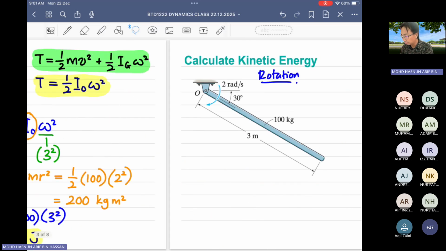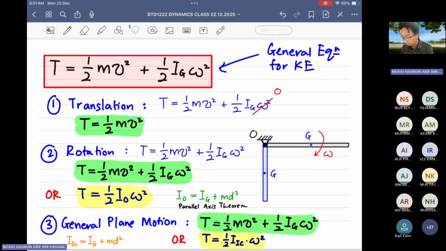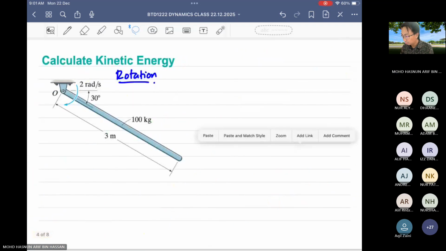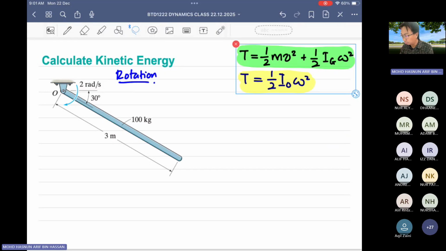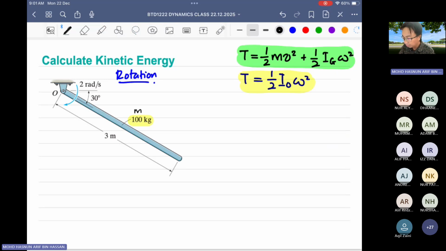I will copy from here. So we have these two formulas to calculate the kinetic energy for rotation. Let's see the information that we have here. We have 100 kg, this is the M. M is 100 kg. We have the omega, which is given also. Omega is here, 2 radian per second.